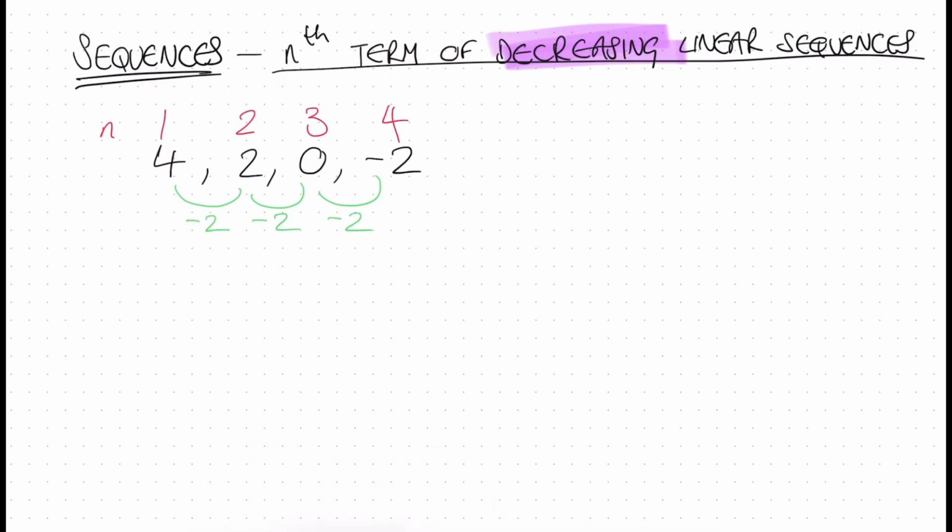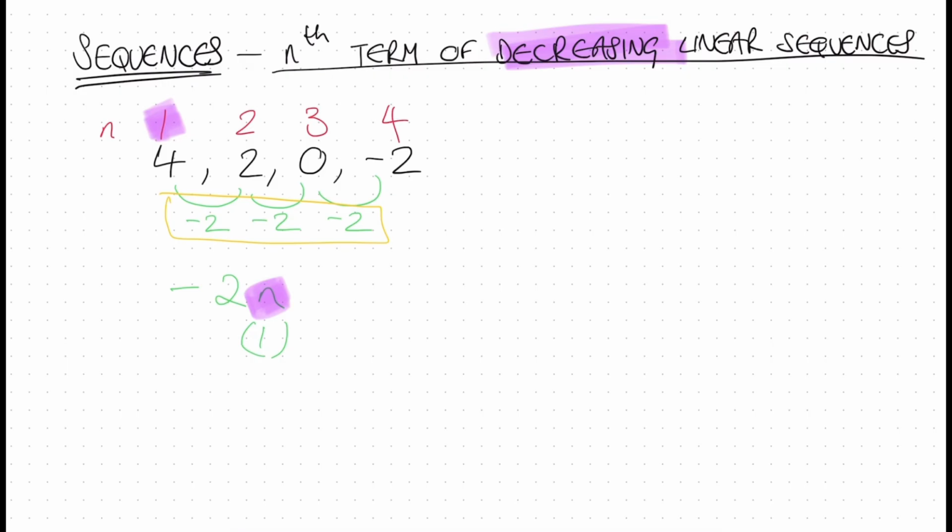Now, the technique here is exactly the same. You look at this minus 2 each time, and that goes before the n. So this time we write minus 2n. Then it's a case of substituting the term number, so n equals 1. So for that, you need to substitute n equals 1 into here, where it's minus 2n. So minus 2n, with n being 1, just makes minus 2.